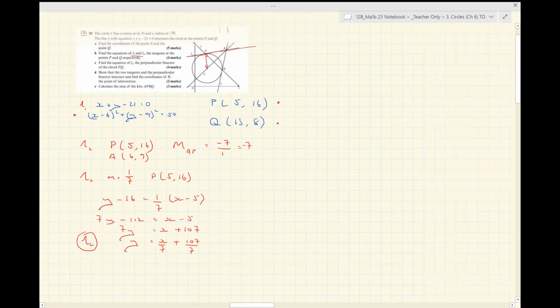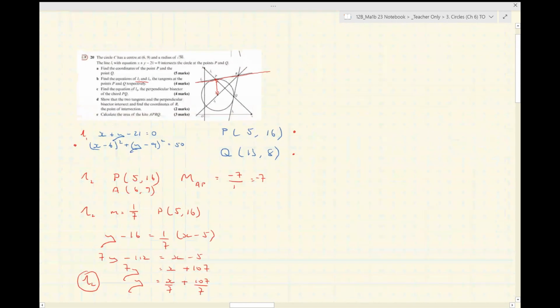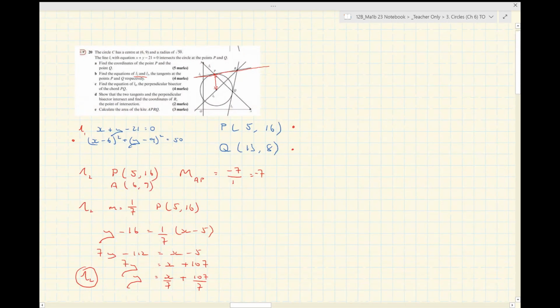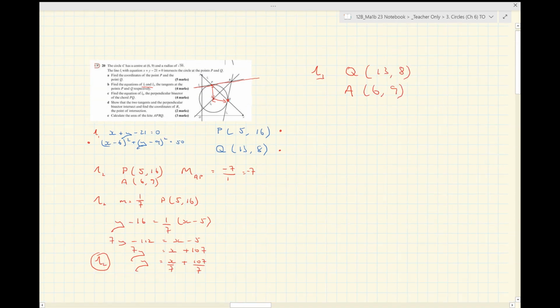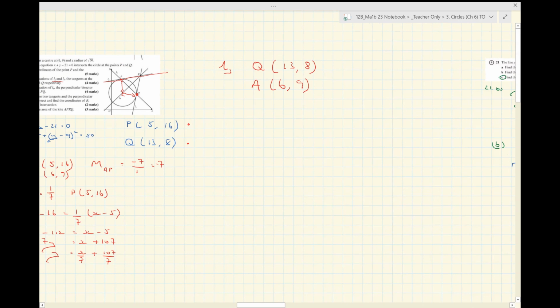Okay, now I'm going to use a similar method to find the equation of L3. So let's do L3 up here. Now L3 goes through the point Q. So let's write down those coordinates, (13, 8). And I'm going to use the gradient of the radius here, that's the gradient of AQ. So let's write down A. I'm going to use the gradient of that radius to help me find the gradient of L3. So what is the gradient of this radius here? What is the gradient of QA?